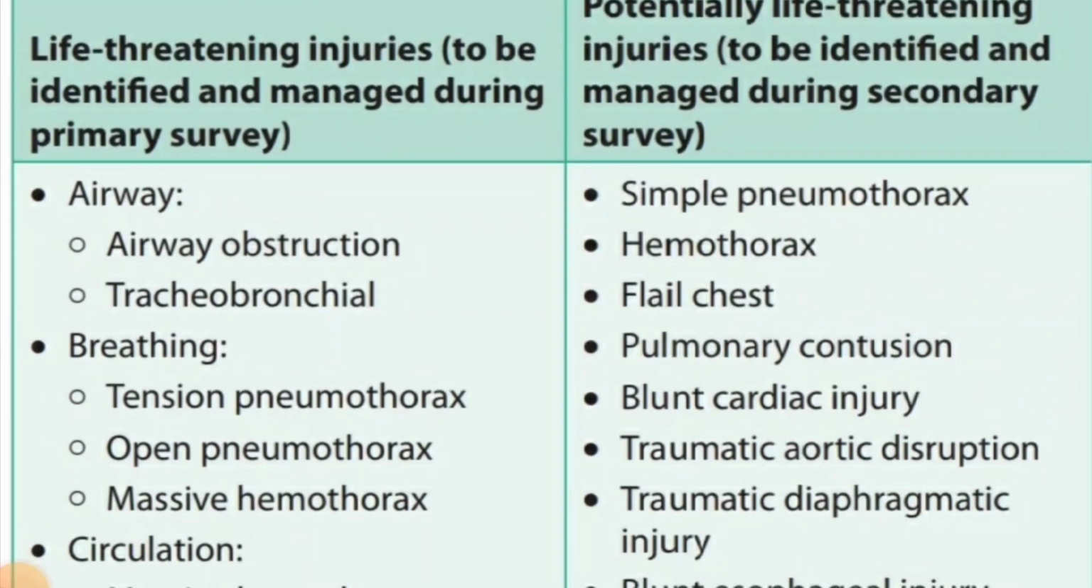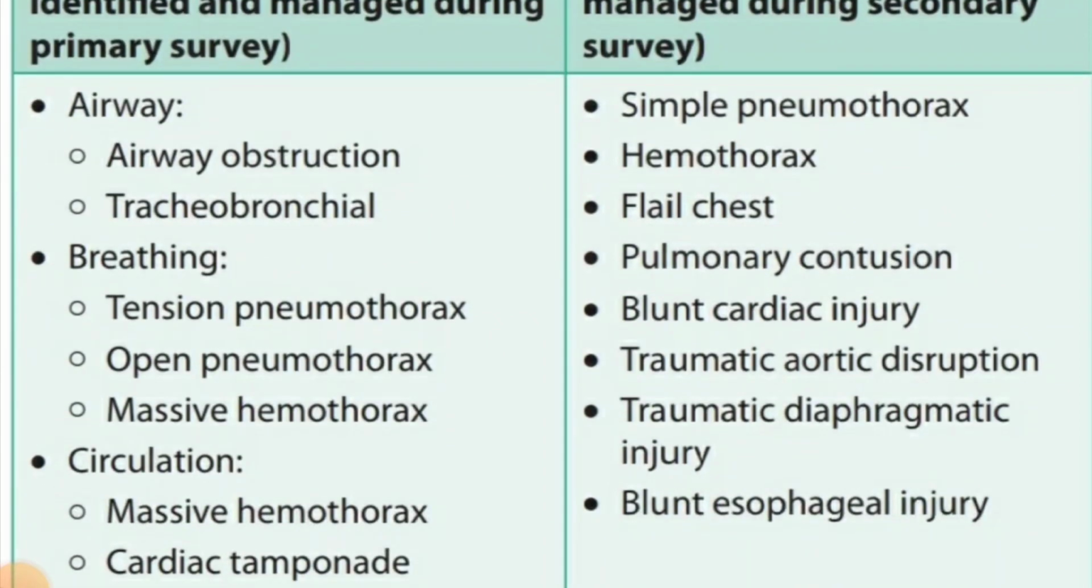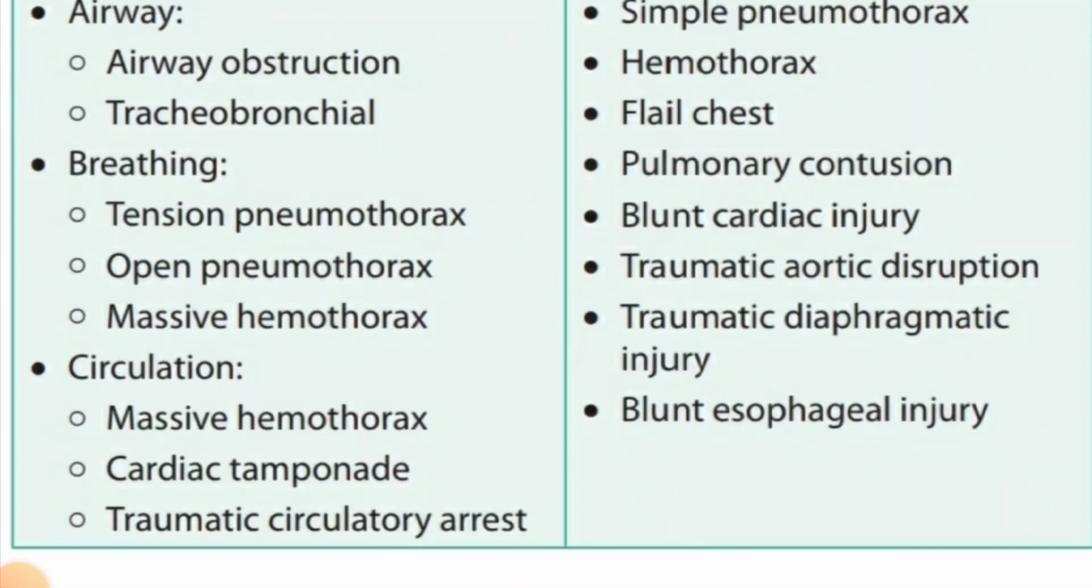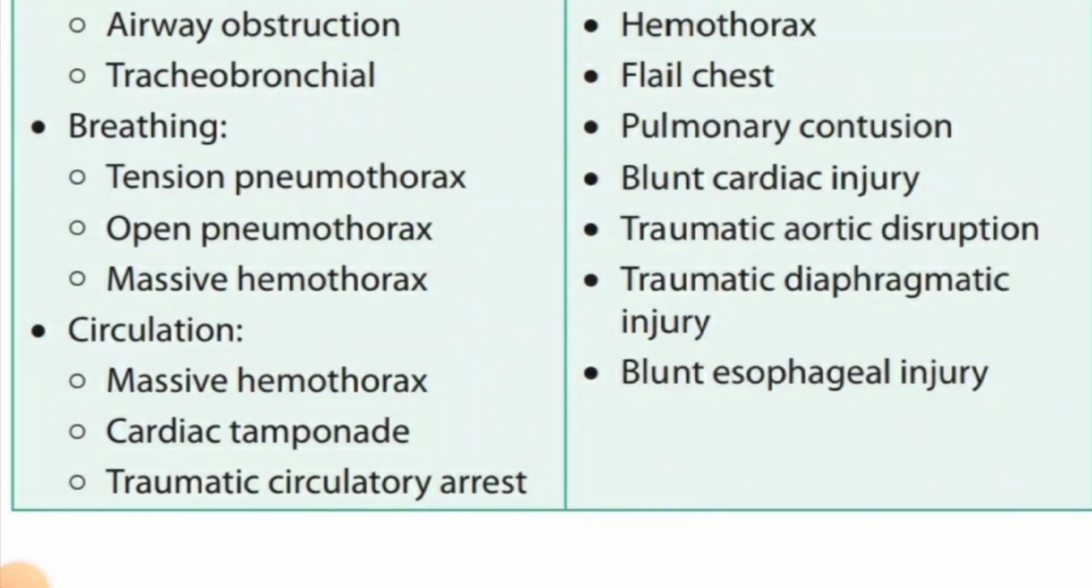Life threatening injuries are immediately identified and managed during the primary survey, like airway obstruction and tracheobronchial injuries. Whereas in breathing, you find tension pneumothorax, open pneumothorax, massive hemothorax. In circulation, massive hemothorax, cardiac tamponade, and traumatic circulatory arrest. Tension pneumothorax: do needle decompression and placement of ICD. Open pneumothorax: three-way bandage, or you can close the wound and put an ICD. Massive hemothorax: put ICD. And cardiac tamponade: do pericardiocentesis, and after that, cardiac repair is required.